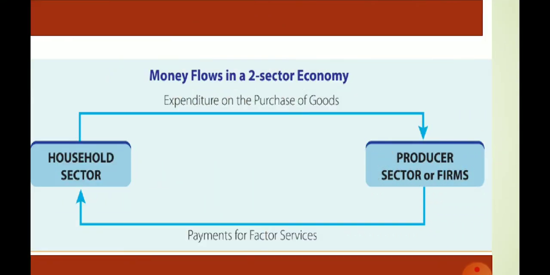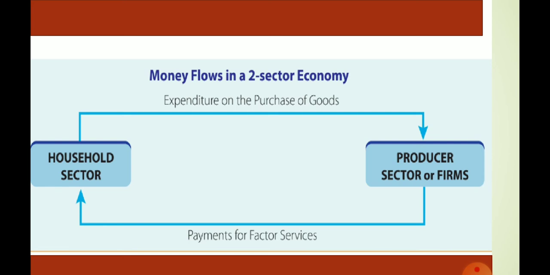Okay, money flow is just the opposite of real flow. Real flow started from household sector to producer. Money flow is just opposite. It started with the producer sector to household sector, then household sector to producer sector. First of all, producer sector makes payments for factor services in the form of wages, rent, interest and profit. And this income that is received by household sector is expended on purchase of goods and services.